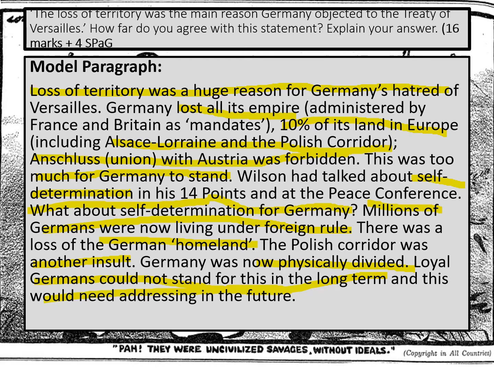So in this model paragraph, I've not only linked back to the question a couple of times at the start and the end, I've not only given knowledge about what that loss of territory was, but I've also made it clear how that led Germany to objecting to the treaty.